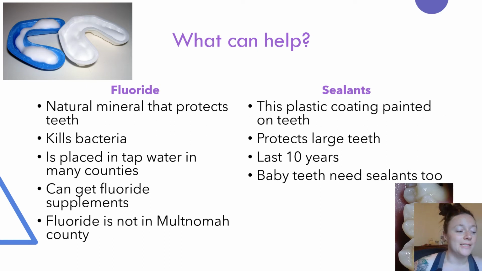And then sealants. So sealants are a thin plastic coating that's painted on the back of children's teeth to prevent decay. Sealants have to be placed in the dental office or by dental personnel. Sealants are painted on, and it only takes a couple seconds for it to harden into that plastic coating.